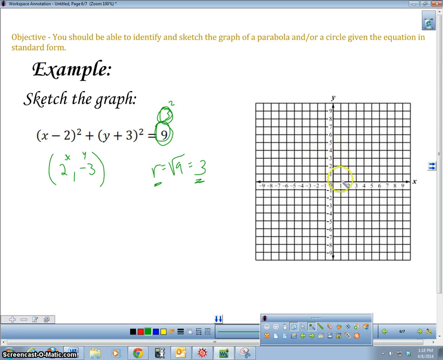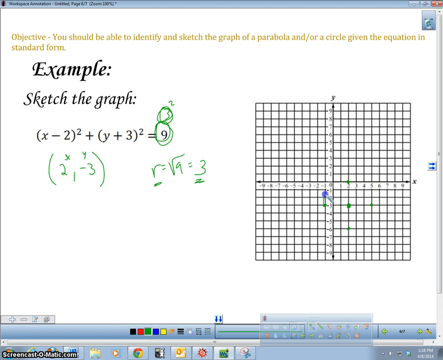Okay, so I'm going to go to the center, which was 2 and -3. So 2, down 3. And I'm going to go up 3. 1, 2, 3. Put a point there. Over 3. 1, 2, 3. Put a point there. Down 1, 2, 3. Over here. And this is going to give me the outside points of my circle.